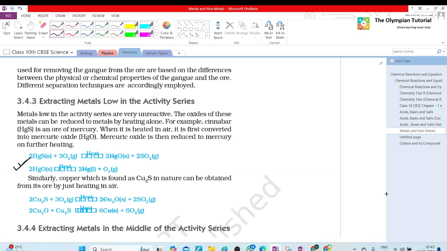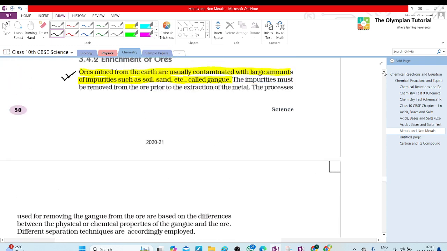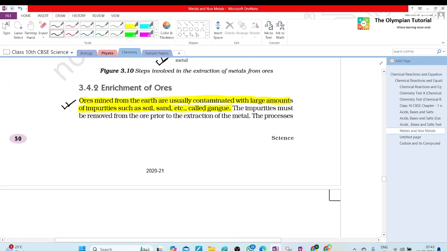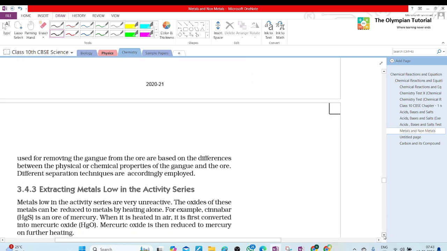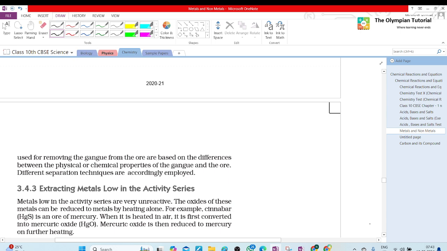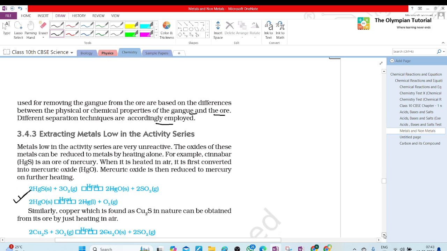Yes, ma'am. Start to read. You got this point? How the concentration of ore takes place: the impurities, the gangue, must be removed from the ore prior to extraction of metals. The processes used for removing the gangue from the ore are based on differences between the physical and chemical properties of the gangue and the ore, and different separation techniques are accordingly employed. Yes, ma'am. Extracting metals low in the activity series.